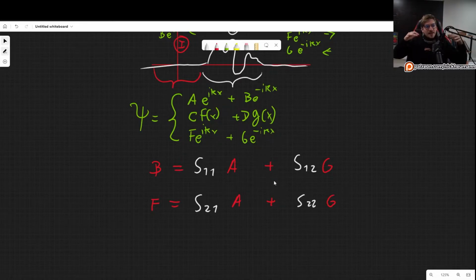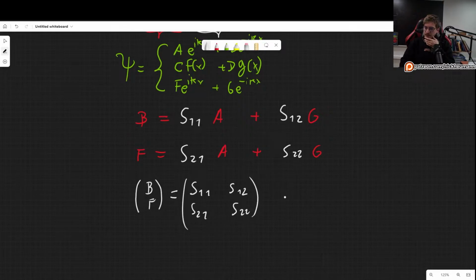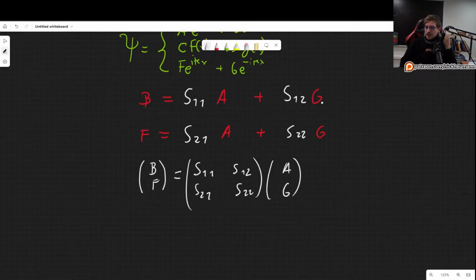We're simply taking the procedure that we used to do and just generalizing it, right? And we can now write these two equations as a matrix equation. So we have BF is equal to, and now we have S11, S12, S21, S22 times AG. And you can, of course, multiply this through, and you will see that this is indeed correct. And this matrix here is what we call the S matrix, or the scattering matrix.